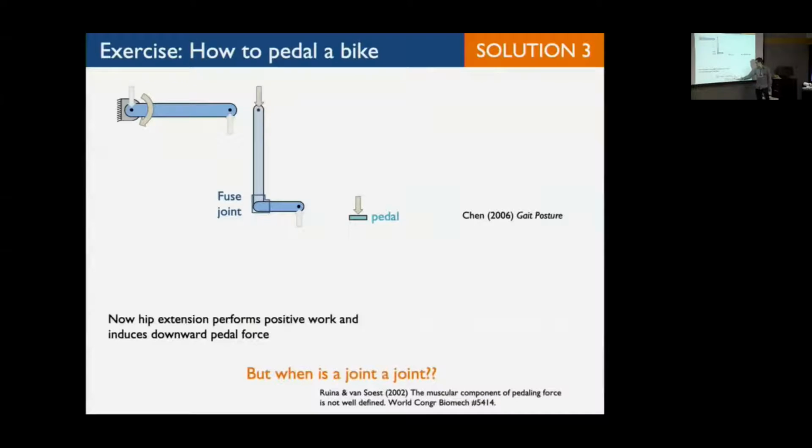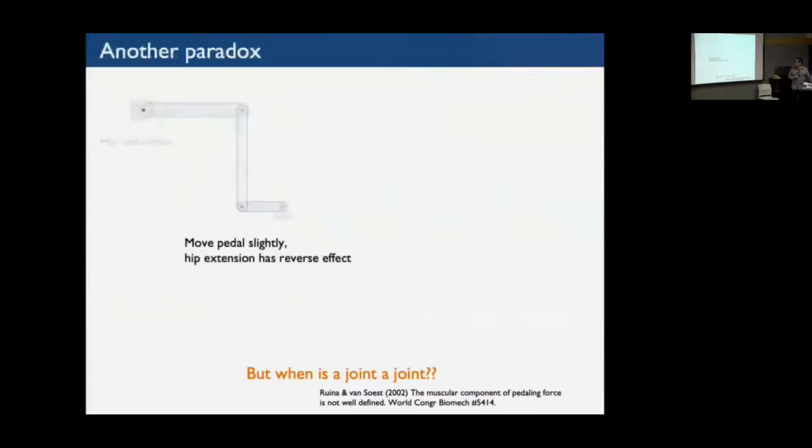Andy Ruina and Knut van Soest also gave a talk at the 2002 World Congress of Biomechanics, basically talking about how you have these problems. One of the examples they gave is that if you move the attachment between foot and pedal a small amount, you can also induce flipping of the pedal reaction force. So if you just move the pedal a little bit, you might go from producing a positive force on the pedal, or upwards, to a downward force.